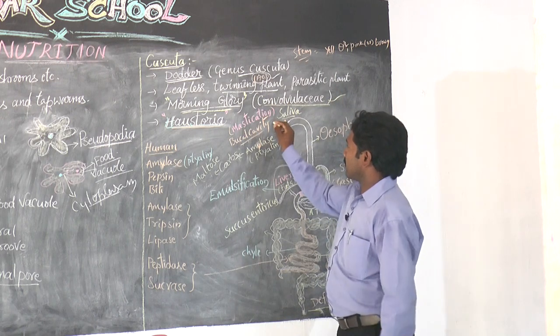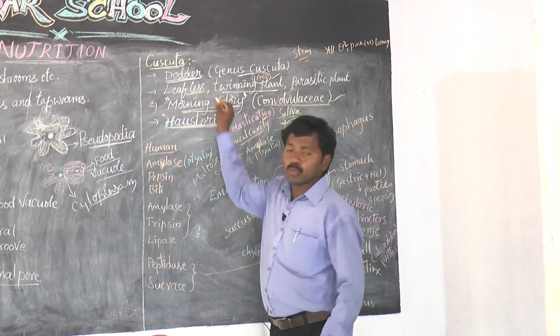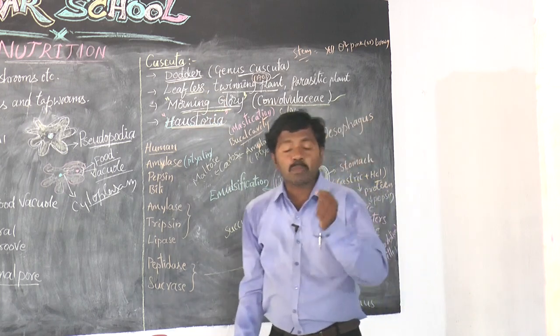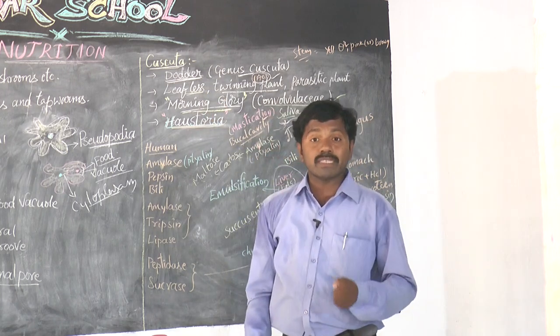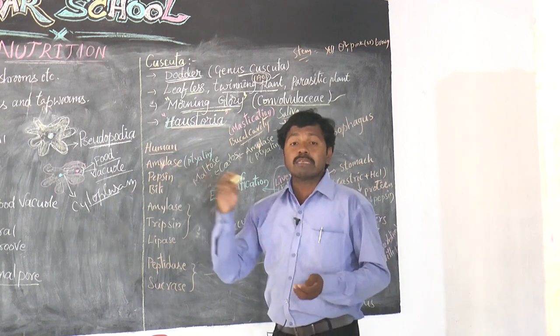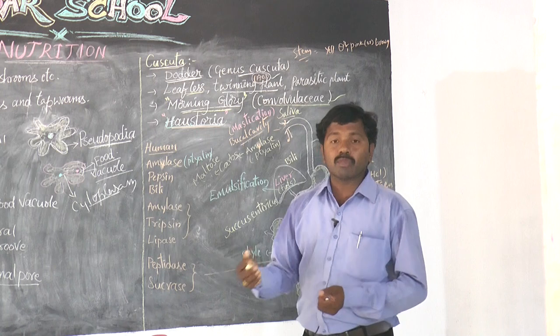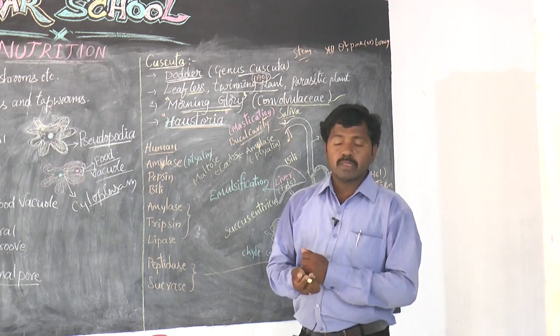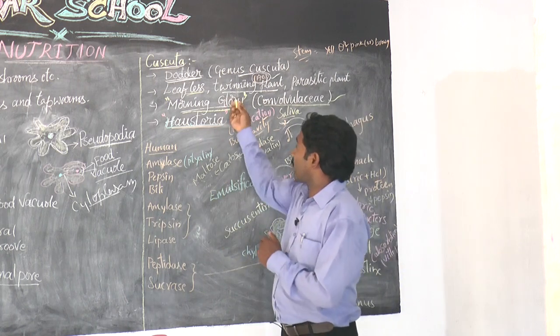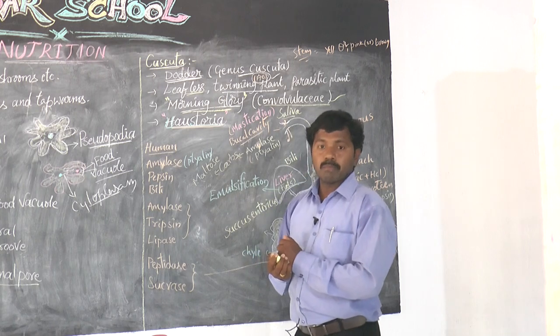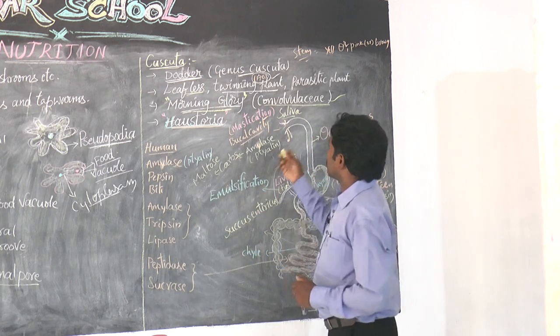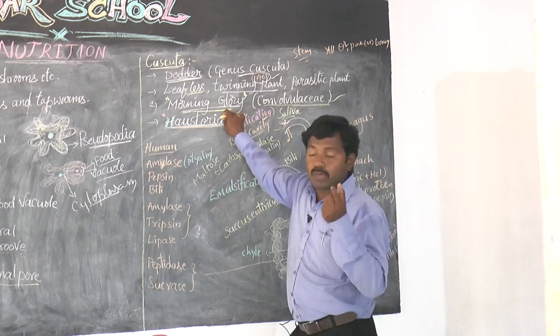It is completely leafless, meaning it has no chlorophyll. It cannot prepare its own food, which is why it depends upon another plant. It collects its food and water, everything, from the host plant. This type of nutrition is called parasitic nutrition. So how can it absorb the food material?